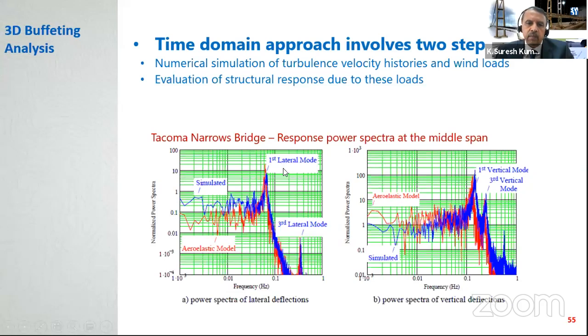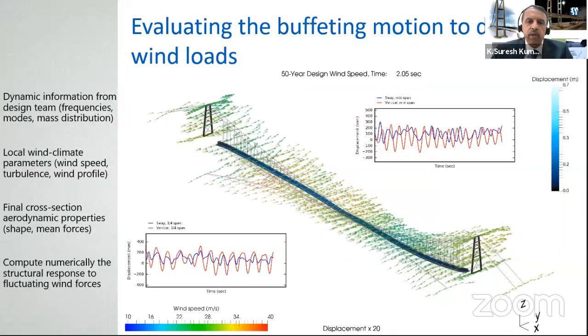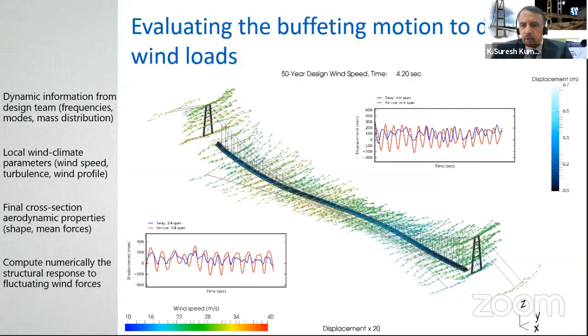And you can see the modes, several modes, the response is being shown. First lateral mode and third lateral mode. And on the top, on the vertical side, it is first vertical and third vertical, and another peak is there. I don't know which mode that is. But you can see how closely you can simulate in 3D, once you have a good handle on the static coefficients and the slope, as well as the aerodynamic derivatives, because those are the inputs to the program. So you can see the response in the computer as well.